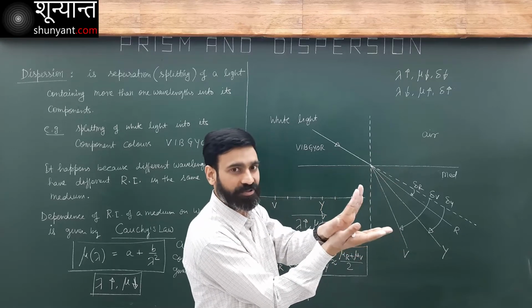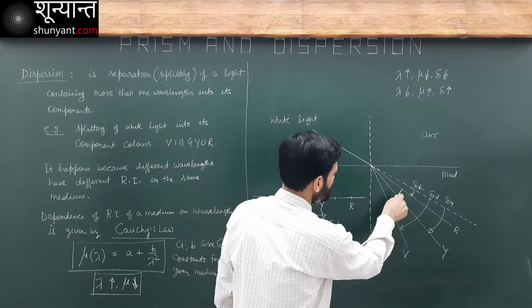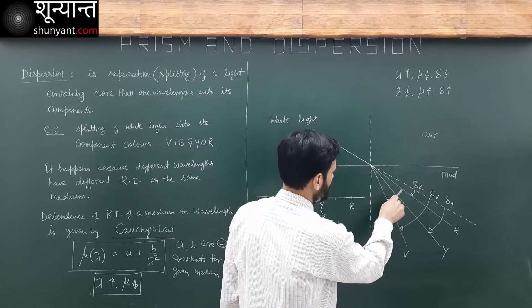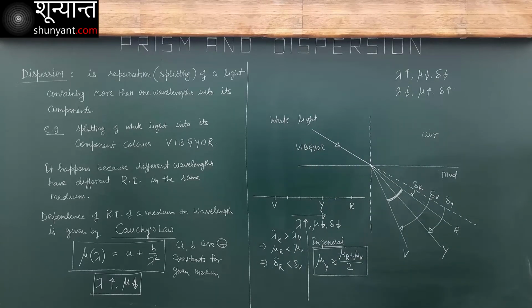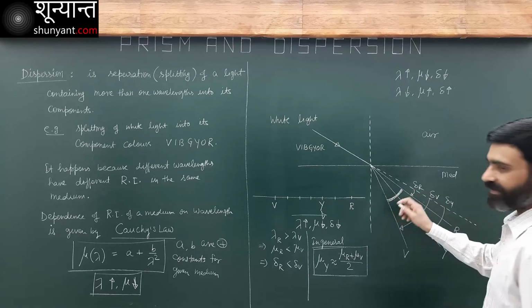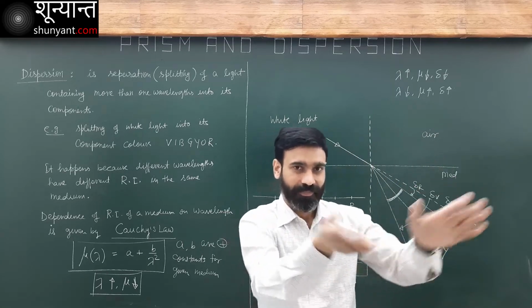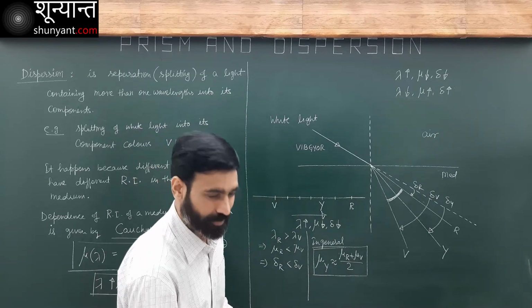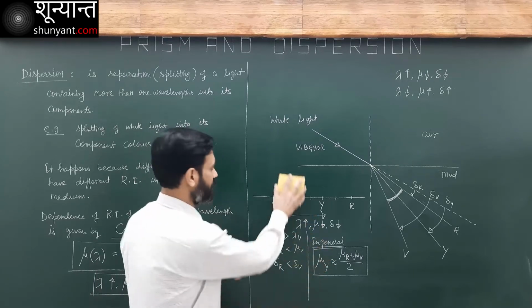Now what is the angle of spread? The angle of spread is the angle between these two extreme lines. Think about it. This is the angle in which this beam is spreading. We are defining a few terms related to dispersion. Note it down, I'm going to clean this.